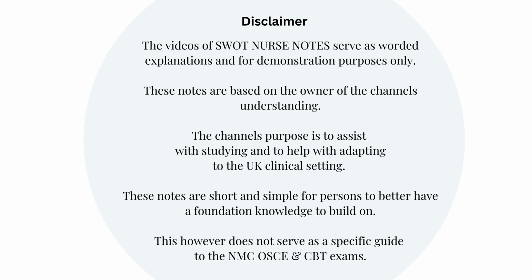A heart rate over 100 beats per minute is called tachycardia. This reading would be considered abnormal. A heart rate between 60 to 100 beats per minute is the normal reading range. And a heart rate less than 60 beats per minute is known as bradycardia. This too is an abnormal reading.